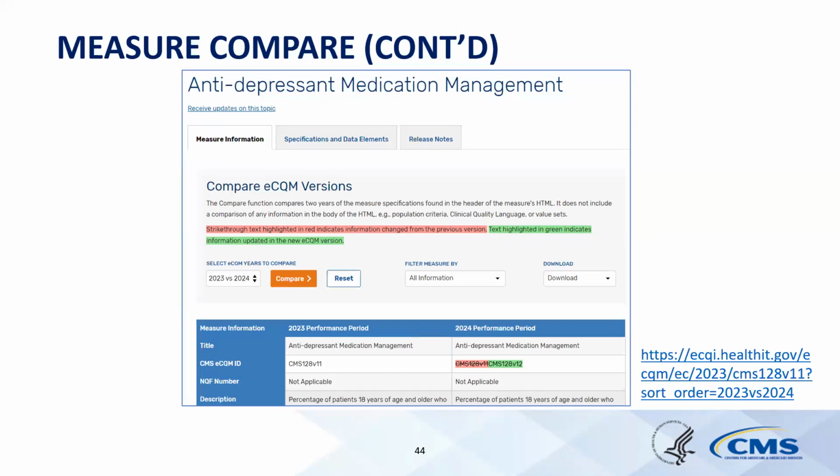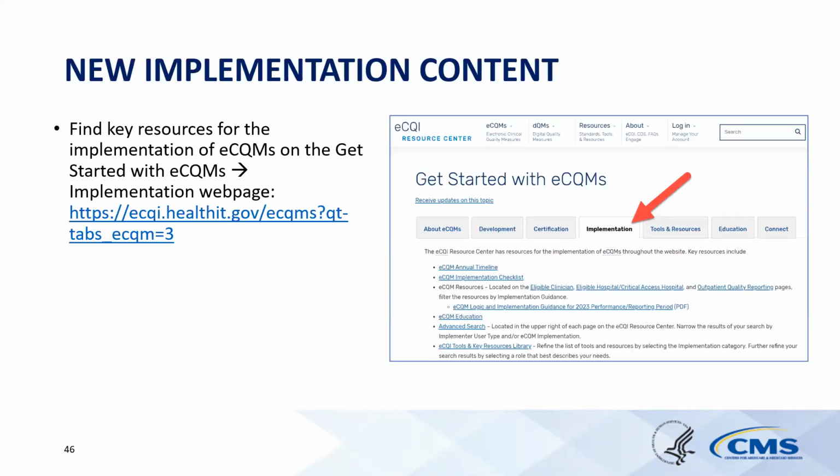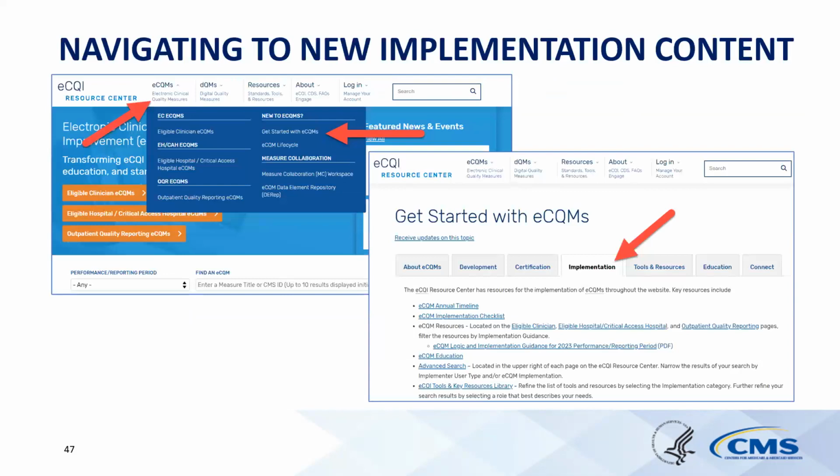All right, and our last item we wanted to highlight on the next page, CMS has added the implementation tab to the Get Started page. Next slide. Users can find some key implementation resources that are available throughout the site, but they're listed here on a single page for your use. Next slide. To locate this new page, use the main menu to navigate to Get Started with the eCQM page, and note that a new tab has been located after certification and before tools and resources.